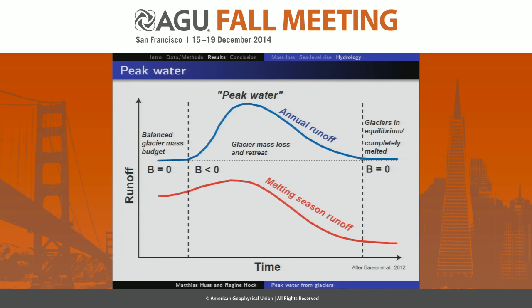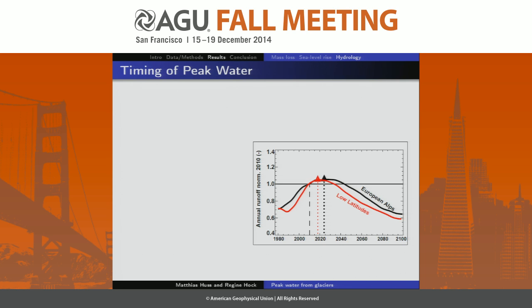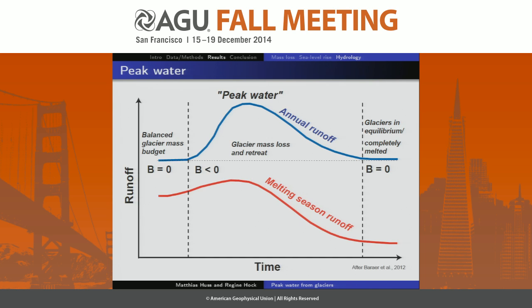However, if we look at seasonal runoff, melting season runoff, we might face a drastic decrease if glaciers disappear, because at present they yield their water exactly in the warm period. So when is the timing of peak water? This is a major issue for water resource management, because we need to know: are we expecting an increase of runoff in glacierized basins or a decrease?